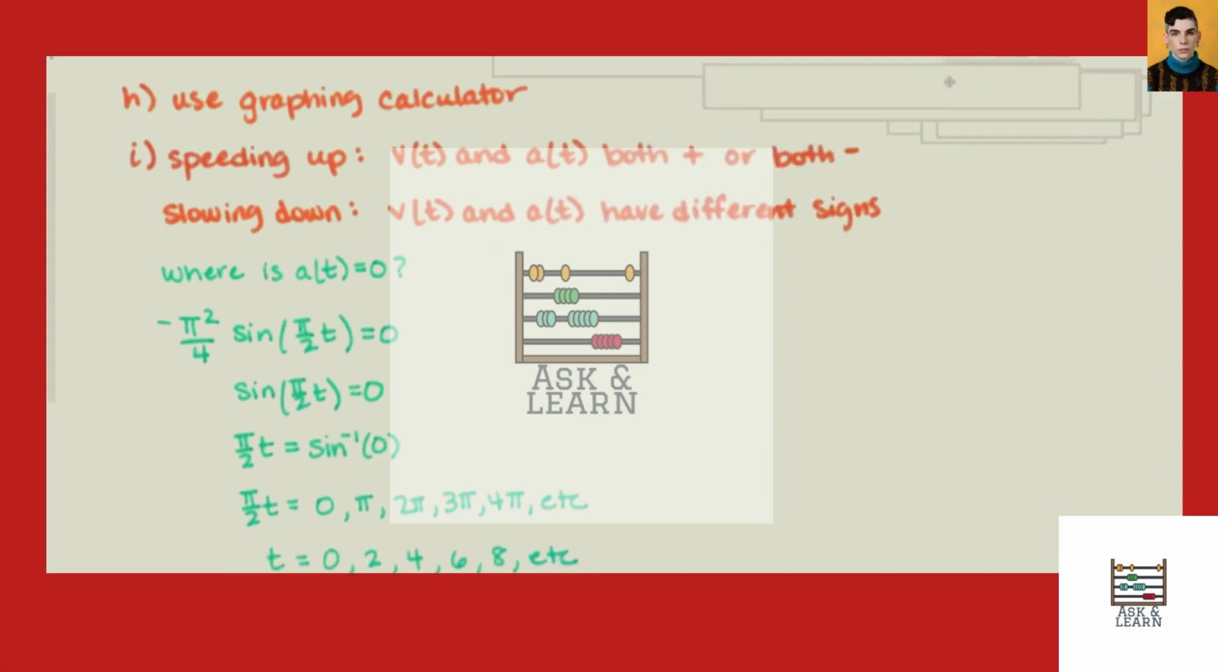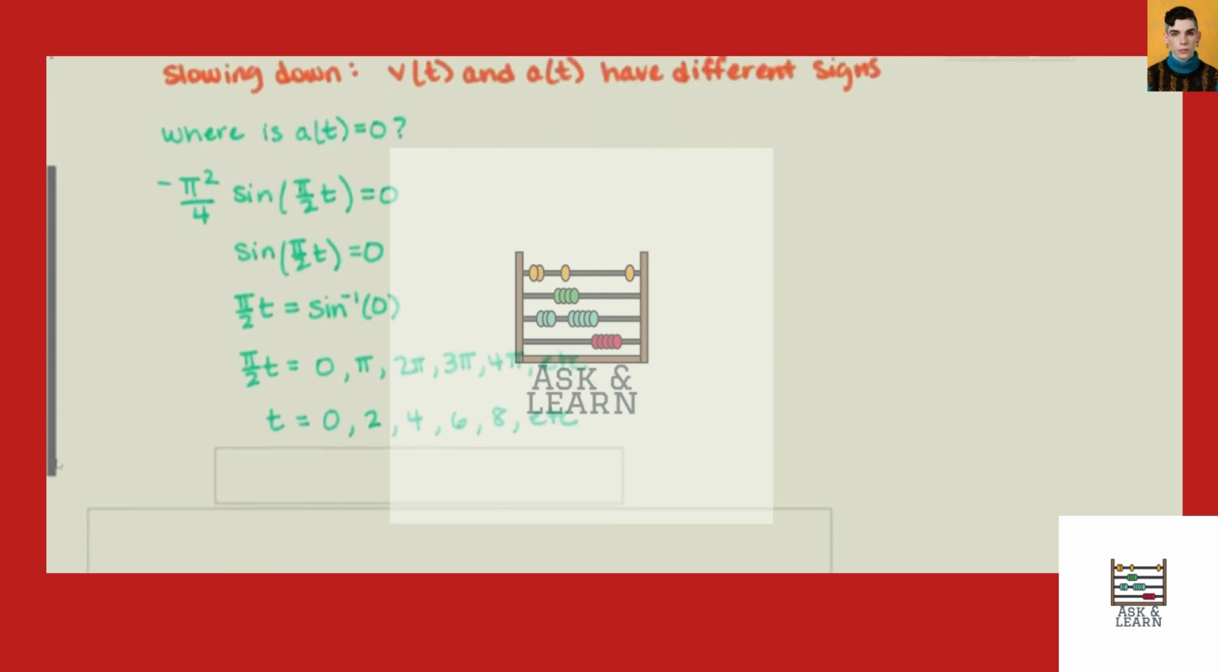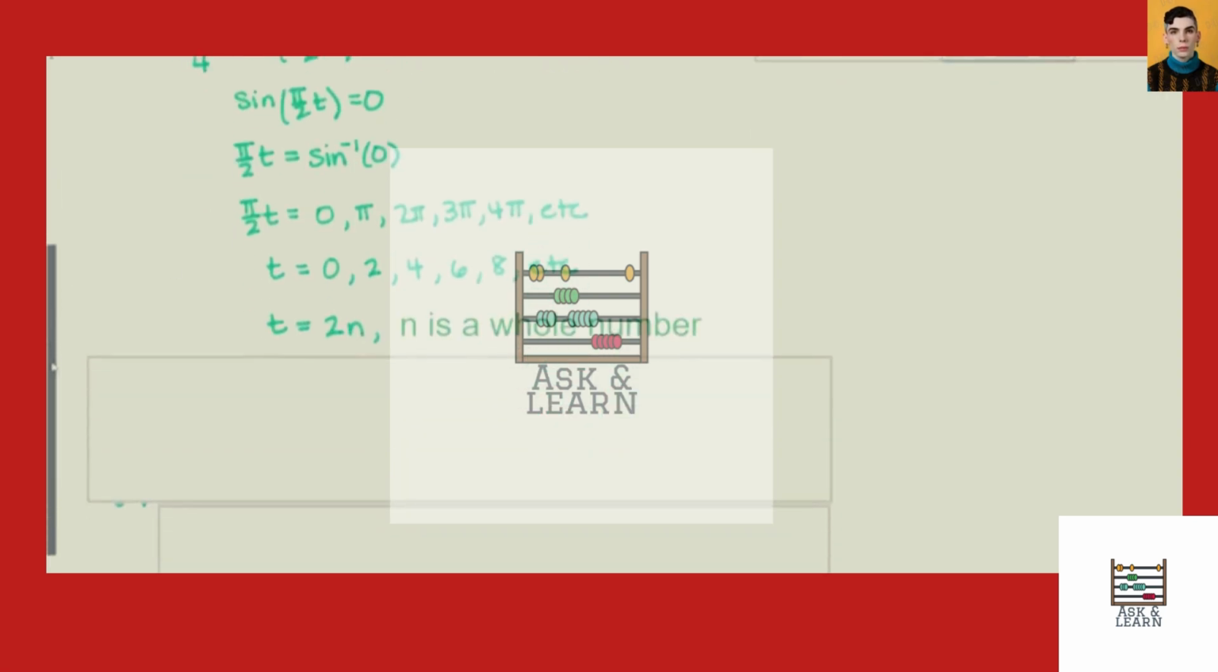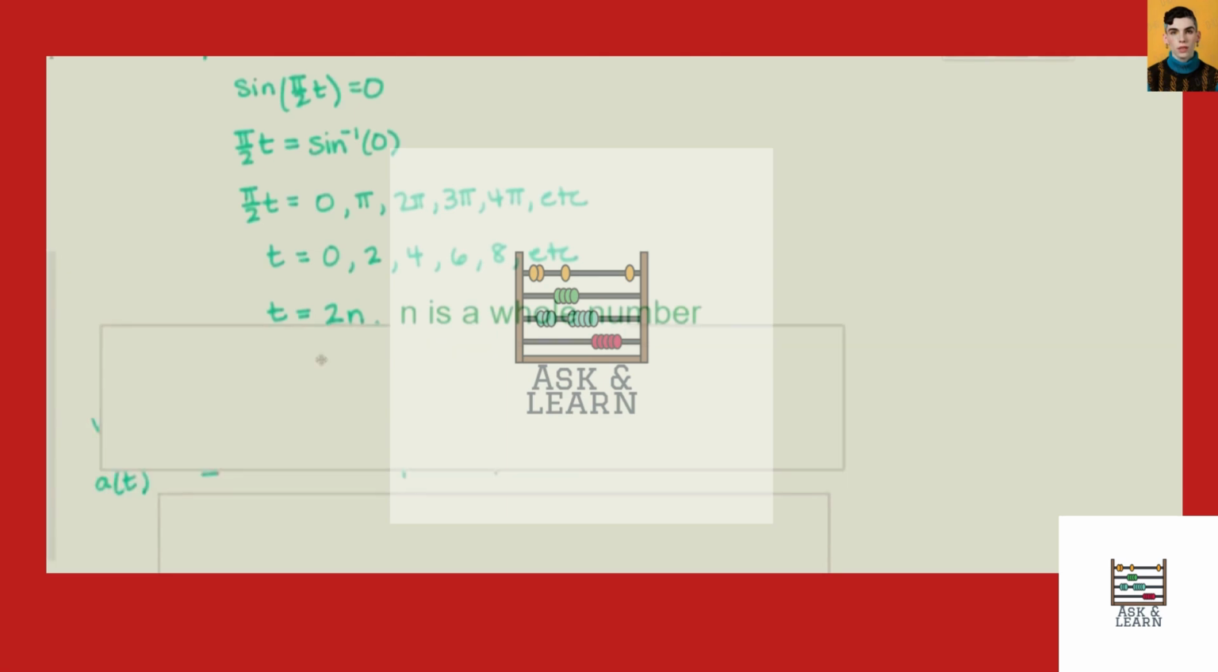Now to get t by itself, we divide both sides of that by pi over 2, and we end up with t equals 0, 2, 4, 6, 8, etc. All the evens. So we could say that t is 2n, and in this case, the smallest n can be is 0, so we'll say n is a whole number. n is 0, 1, 2, 3, etc.